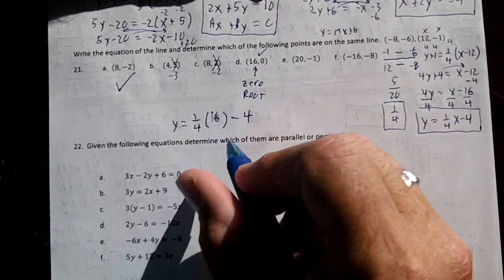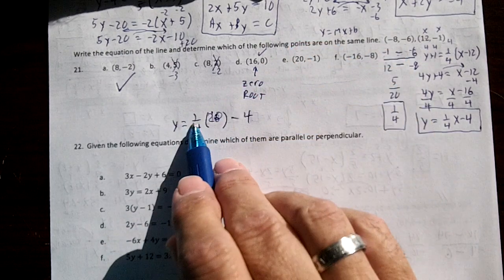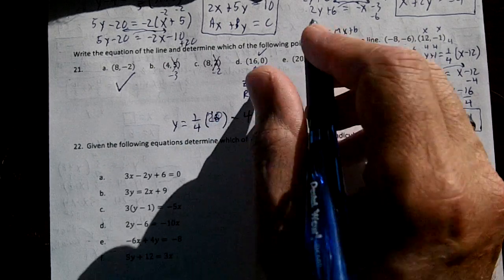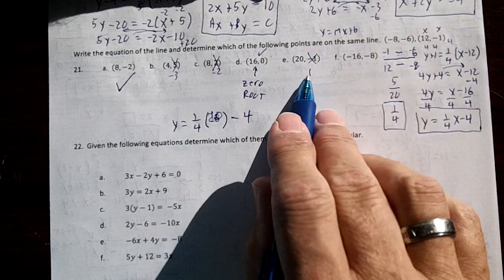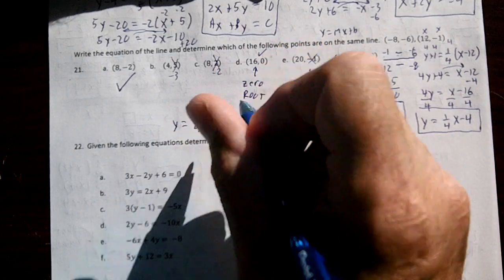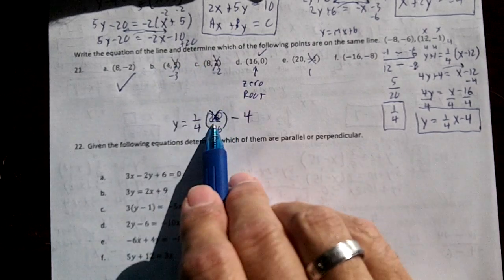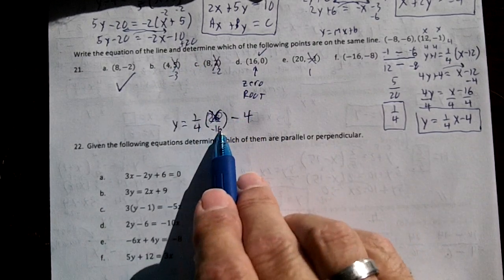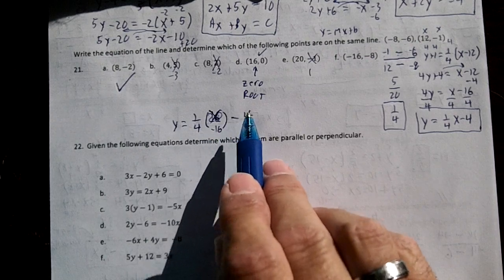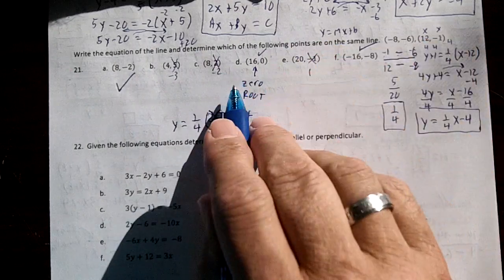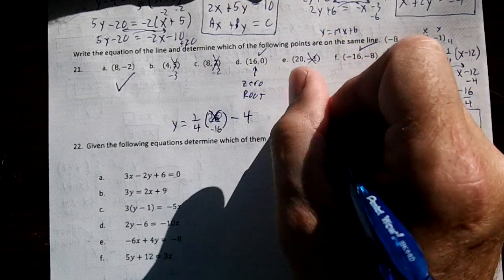Let's plug in 20. So if I put 20 in here, 1/4 of 20 is 5, and 5 minus 4 is 1, not a -1. If it were 1, it would work. Let's plug -16 in here. So all I'm doing is taking my x's and putting them in and finding my answers. 1/4 of -16 is -4, and -4 minus 4 is -8. Check, it works, doesn't it? So A, D, and F work.